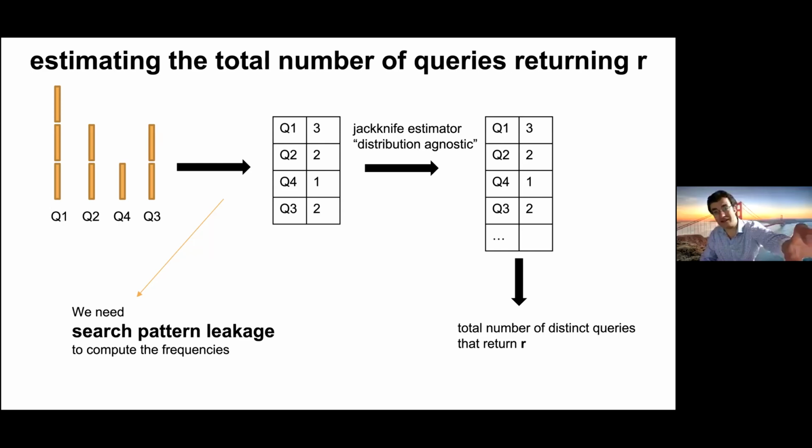Right. Now you take this and plug it into a jackknife estimator that's distribution agnostic, and this technique outputs an estimation of the support size of this distribution. The support size is exactly how many potentially other queries could return R. But intuitively, where is the search pattern leakage? It is under this estimator. Exactly, right here. Because for Q1, how do you know it was issued 3 times? This is the search pattern. Oh, got it. Thank you. Is it clear?